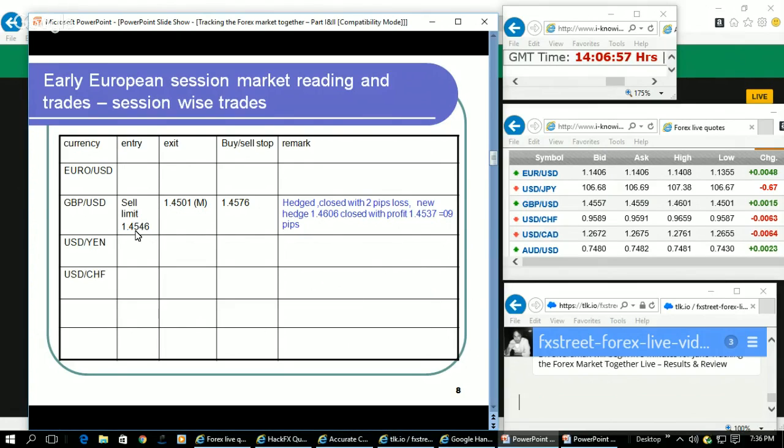at the prevailing market rate 10 pips above a sell limit order, because the forecast was telling that it will make a swing and slide move, and then kept near the low a buy limit order, and I kept the hedge order 30 pips above that.